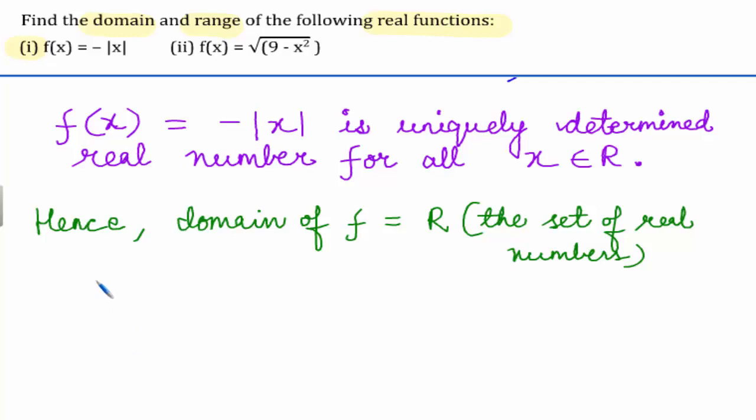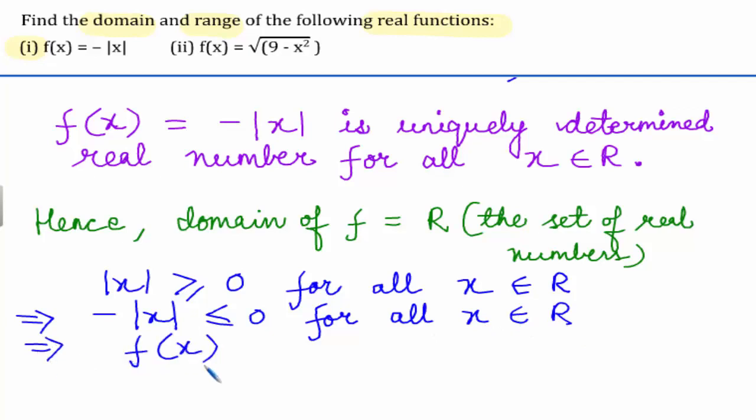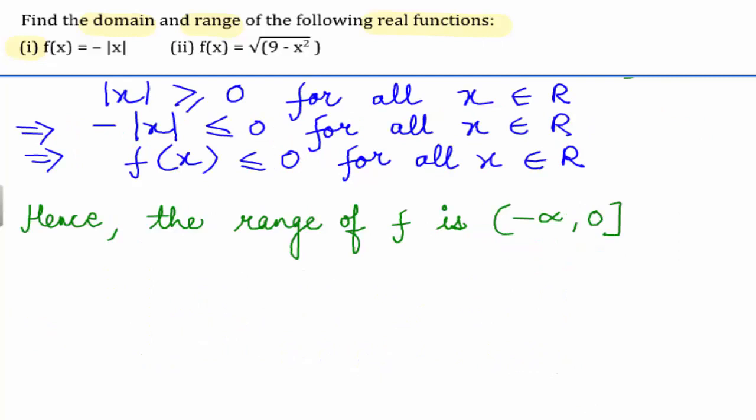Now we have seen that mod x is greater than or equal to 0 for all x belongs to R. So this implies minus mod x will be less than or equal to 0 for all x belongs to R. So this further implies f of x is less than or equal to 0 for all x belongs to R. Hence, the range of f is the left open right closed interval minus infinity to 0. So with this, we come to the end of the first part of the problem.